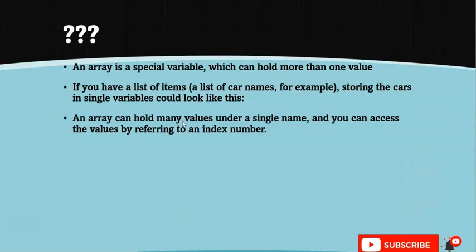What is an array? An array is a special variable which can hold more than one value. If you have a list of items, like a list of car names for example, storing the cars in a single variable could look like this. An array can hold many values under a single name. A single variable can hold a single value under a single name, but an array can hold many values, and you can access the values by referring to the index number.